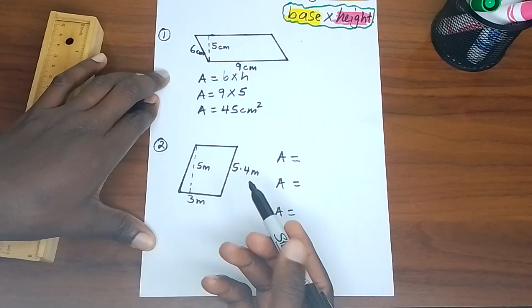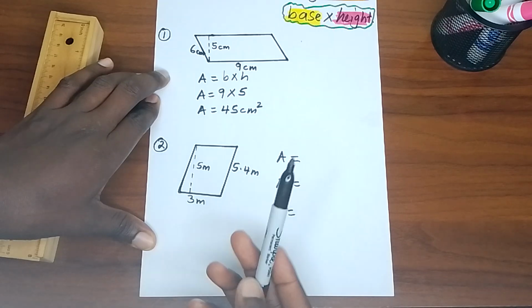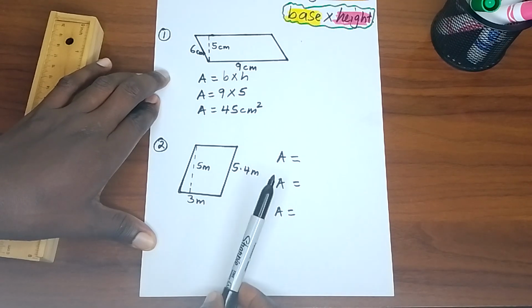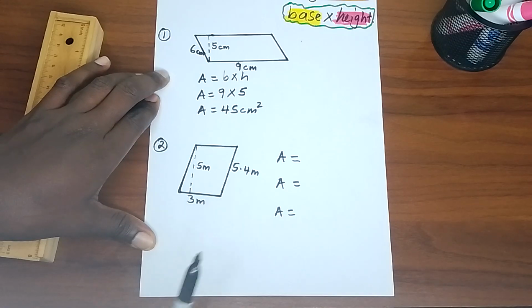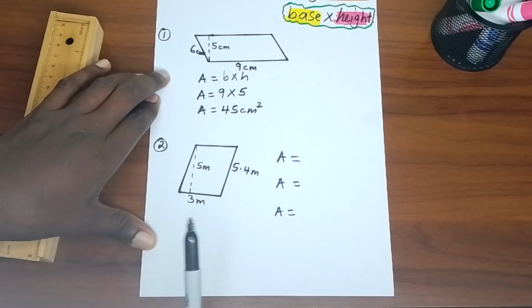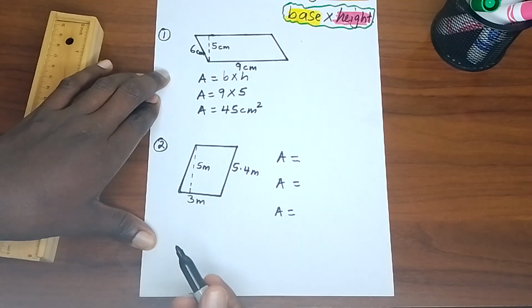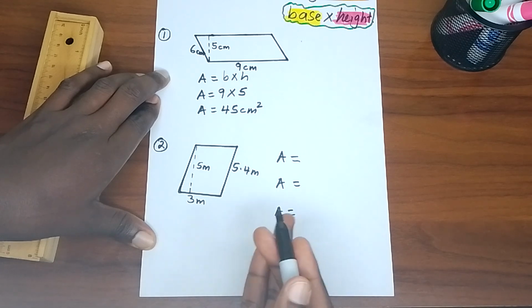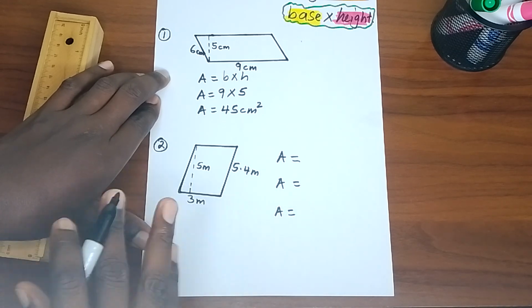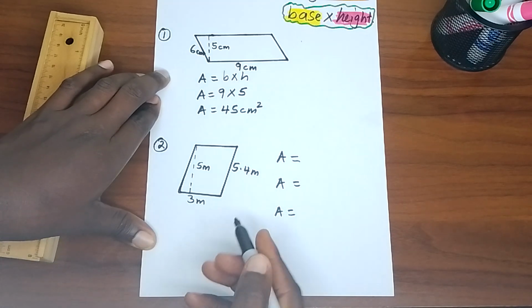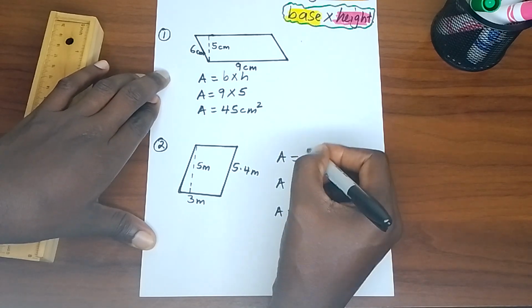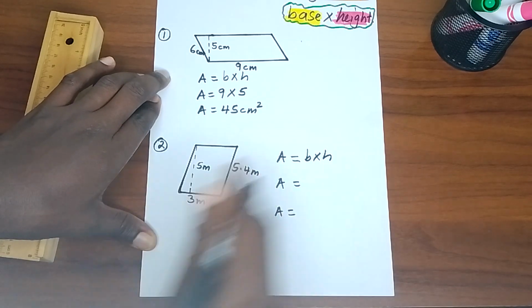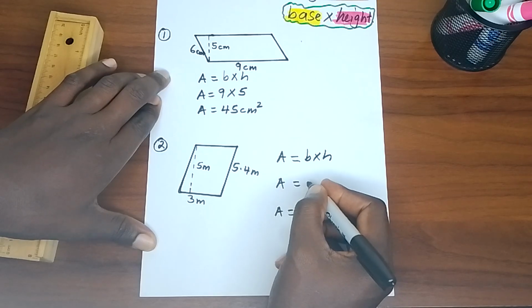As I've said in the previous one, you have to arrange them in this format. This is a clear formula for you to pass your area properly. Arrange it in a clear format. That is area equals, area equals, area equals, 3 lines. Then you come here on the first line, you write the formula, which is base times height. Indicate what the base is.